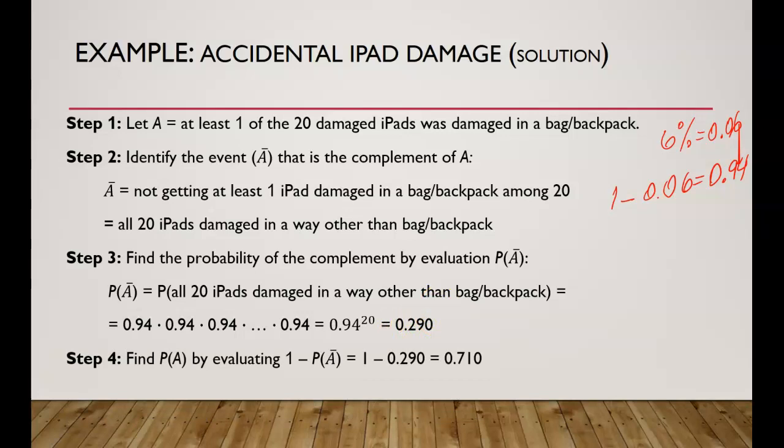Step 4. Find the probability of event A by evaluating 1 minus P of A bar. 1 minus 0.290 is equal to 0.710. This result can be interpreted as, for a group of 20 damaged iPads, there is a 0.710 probability of getting at least one iPad damaged in a bag or backpack.